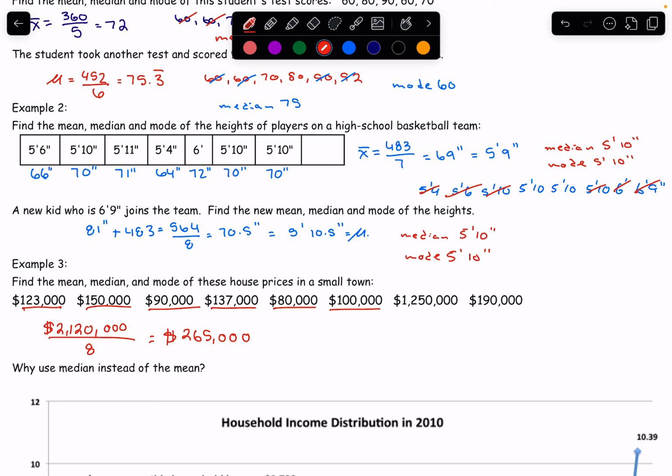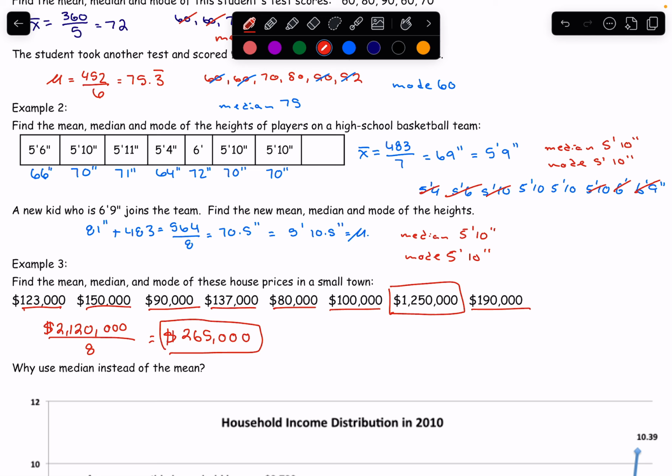$1,250,000 is way bigger than the average, and $190,000 is lower than the average. So the problem with average, we can see in this example, is that this $1,250,000 house makes the average home price look really big, which might be a good thing, okay? If I was trying to convince someone to sell their house, right? If I was a realtor and I wanted someone to, hey, you really should sell your house right now. The average house is selling for $265,000.